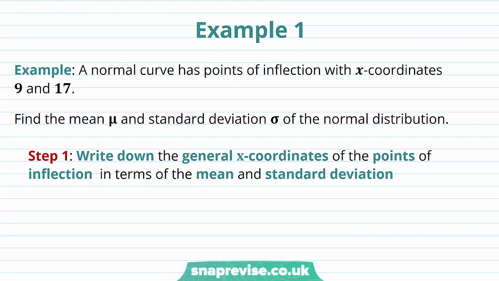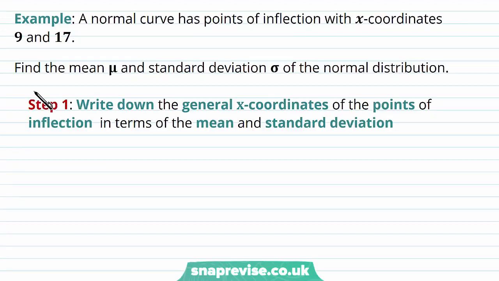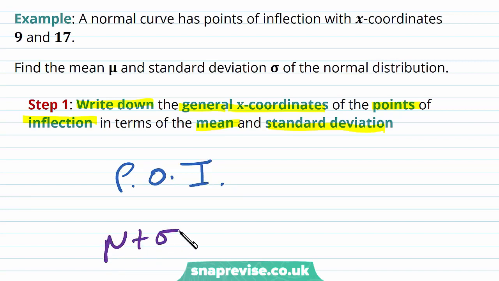Our first example tells us that a normal curve has points of inflection with x coordinates 9 and 17. We are asked to find the mean mu and the standard deviation sigma of the normal distribution. Our first step is to write down the general x coordinates of the points of inflection in terms of the mean and standard deviation. We have that the points of inflection, which I write as POI, occur at mu plus sigma and mu minus sigma.